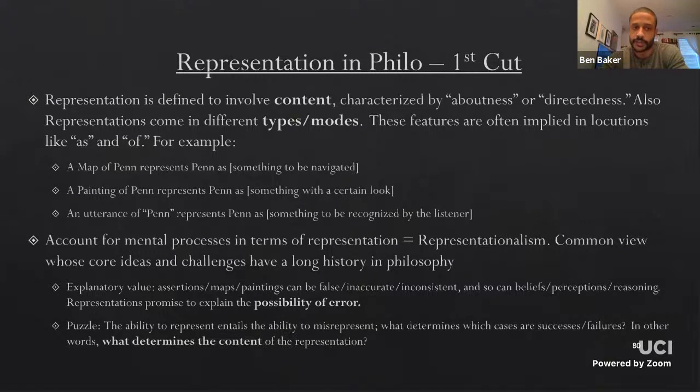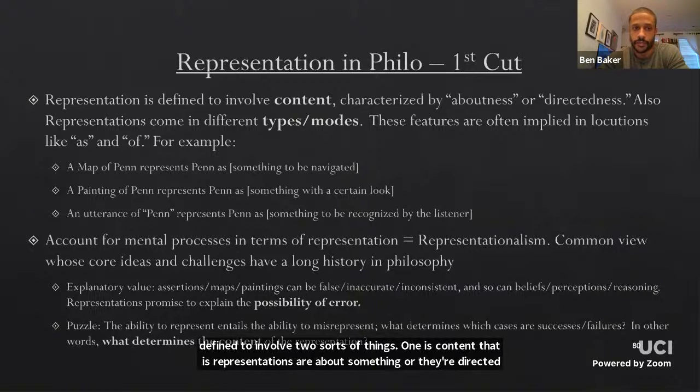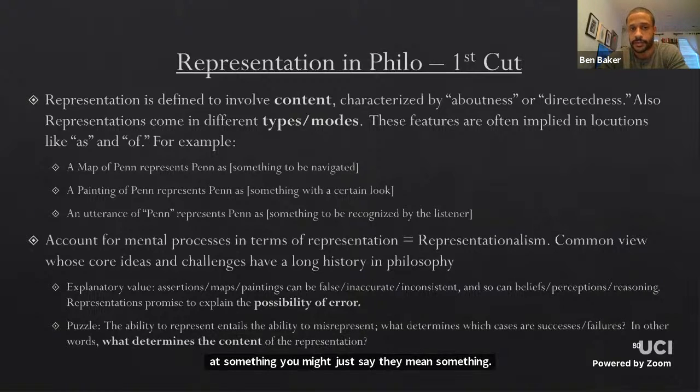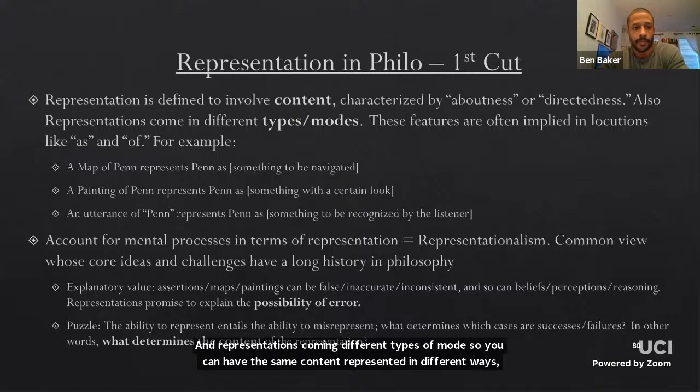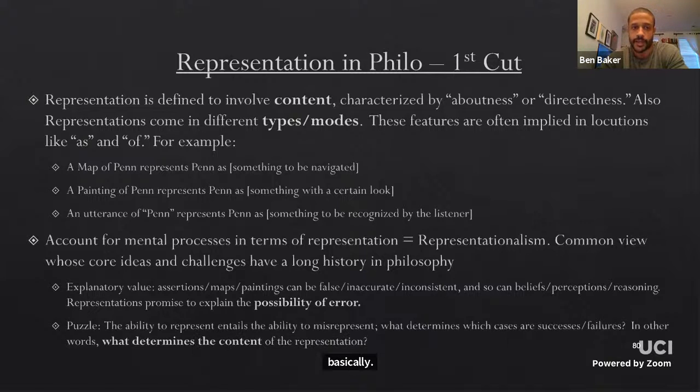So here are some examples. A map of Penn is a representation of Penn. Penn would be the content. And here's my gloss on the mode of representation: a map, something to be navigated. A painting of Penn, also content Penn, different mode, something with a certain look. An utterance "Penn," again representing Penn as something to be recognized by the listener.